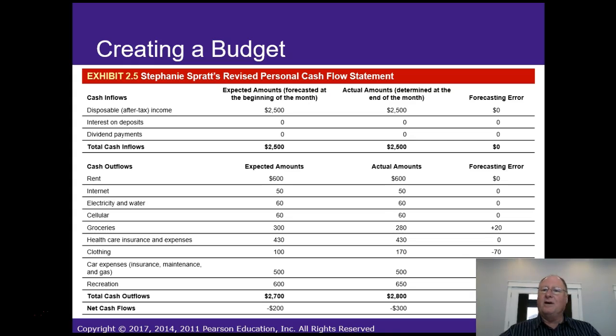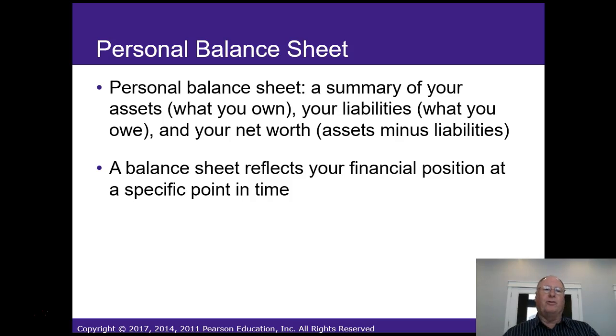Now, when we talk about personal financial statements, I want to talk about the concept of a personal balance sheet. You can see on the budget that the example I show is that she has just worked in the forecasting errors of what she budgeted versus what she actually had. But let's talk about a personal balance sheet. A personal balance sheet is really just a summary of what you own, which are called assets, and a summary of what you owe, which are called liabilities. And a person's net worth is just the difference between what you have and what you owe. And that balance sheet reflects your financial position at a specific point in time.